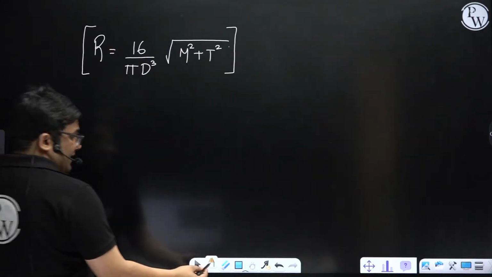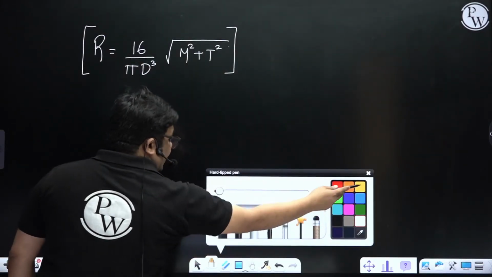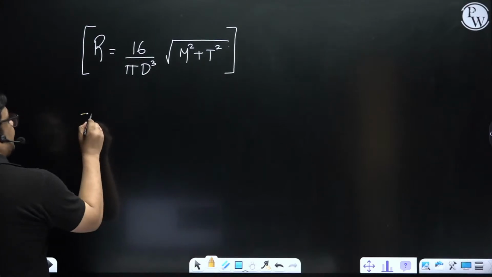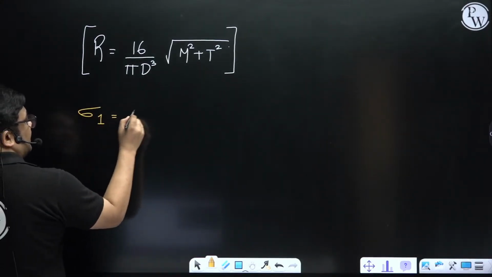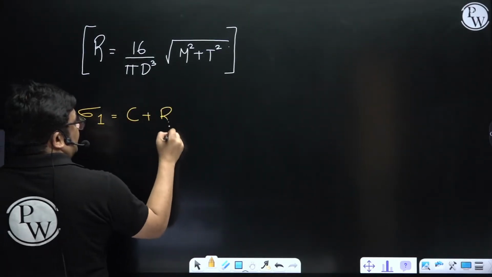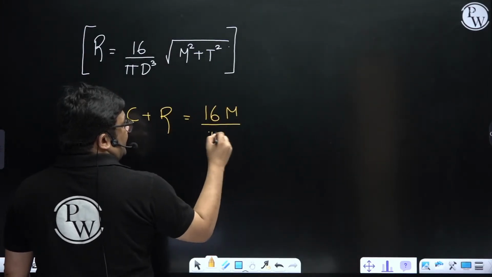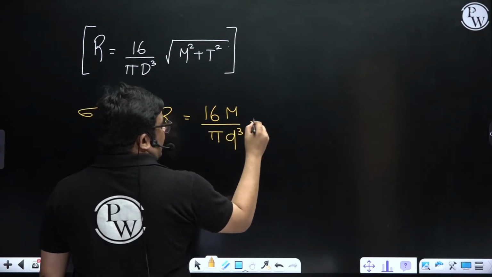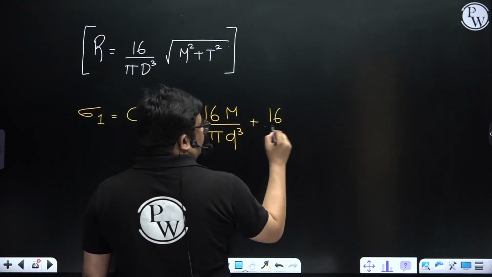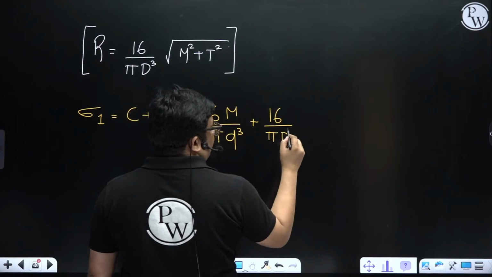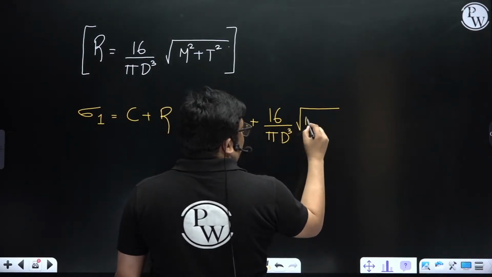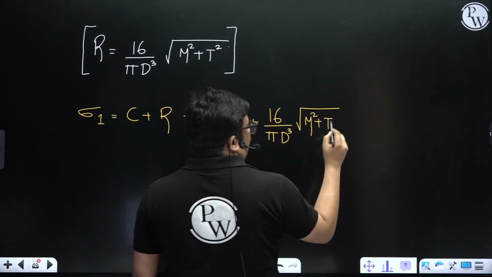So if somebody asks me to find the principal stresses, I can find them, right? What was the major principal stress? Center plus r. So you see, the center was 16m by pi d cube, and then r was 16 by pi d cube, and then root under m square plus t square. Or I can say what?